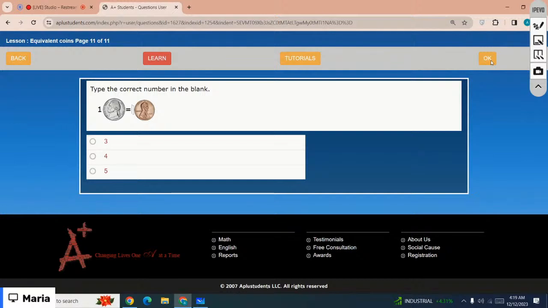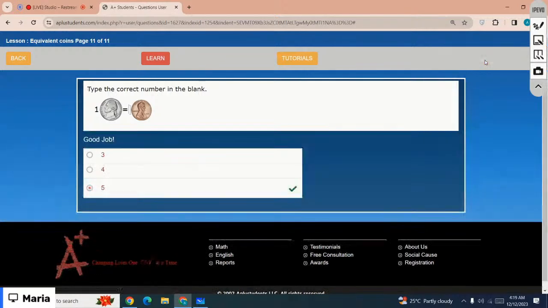Okay, the last one is type the correct number. 1 nickel equals how many pennies? Which is the correct option? The correct option is 5, right? Very good. Okay, we are done with the chapter money.